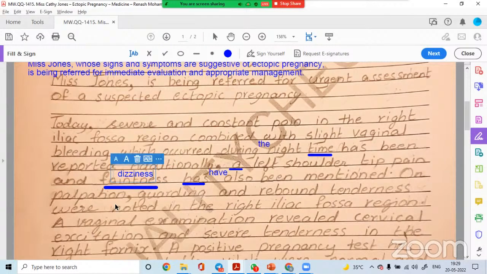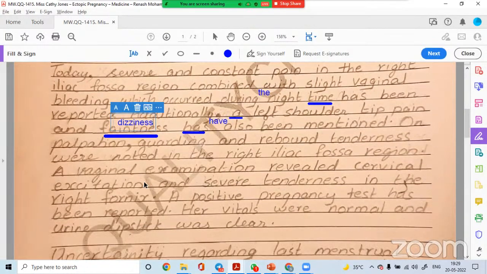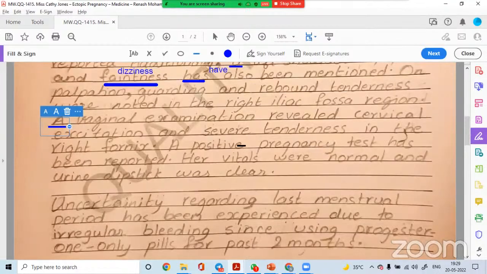On palpation, guarding and rebound tenderness were noted in the right iliac fossa region. Very good. A vaginal examination revealed, why just say vaginal examination revealed? That's enough, no? One examination, two examination, just examination. Vaginal examination revealed cervical excitation and severe tenderness in the right fornix. A positive pregnancy test has been reported. Pregnancy test has been positive.